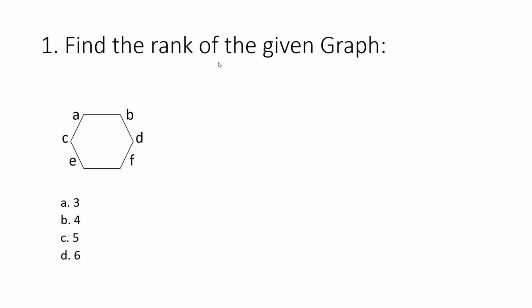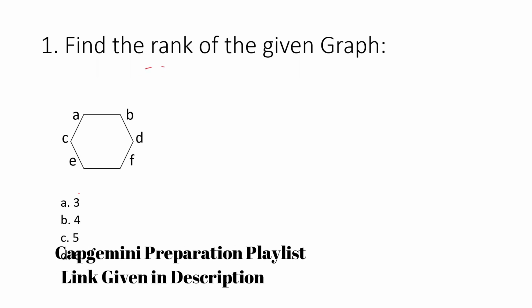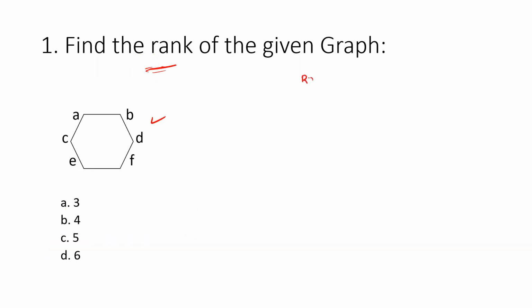The question says that we have to find the rank of the given graph. And the graph they have given is this one. By formula we know that the rank of the graph will be given by the number of vertices in the graph minus the number of components in the graph, right? So the number of vertices minus the number of components.